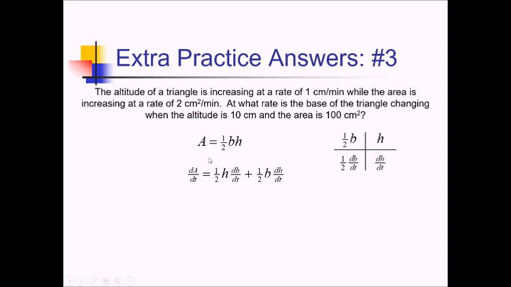So that means there's, let's see, 1, 2, 3, 4 things that we need to find values for in order to solve for db over dt. All right, well, starting on the left here, dA over dt, that's the rate of change of the area.